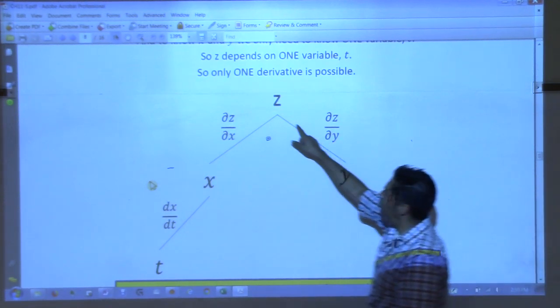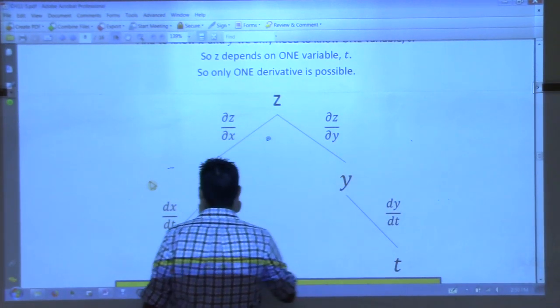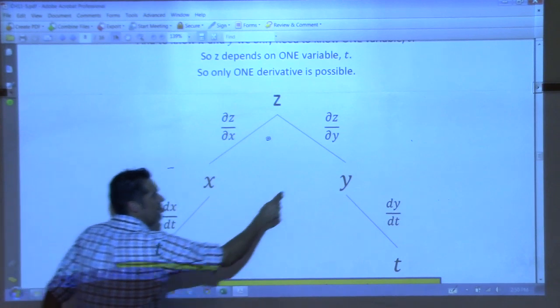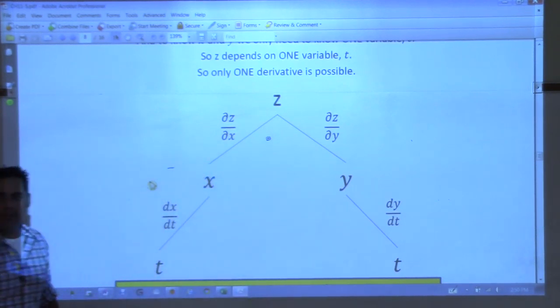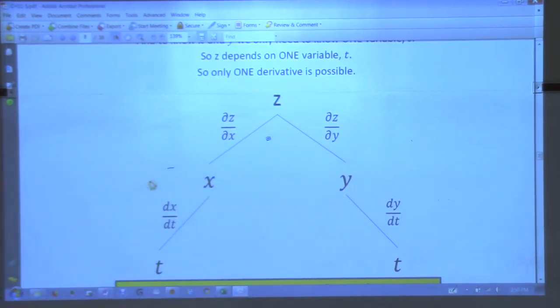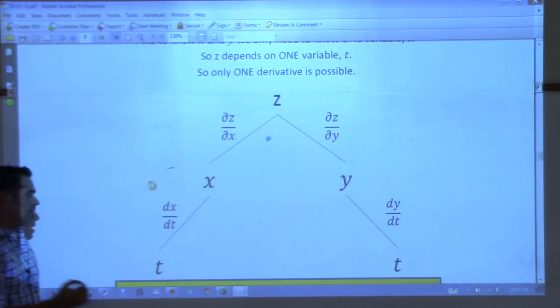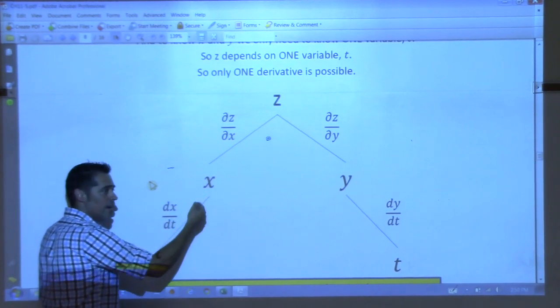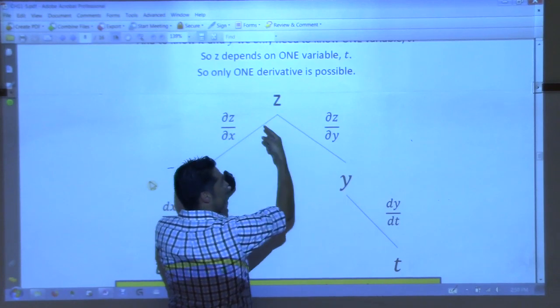Z depends on x and y, but y depends on t, and x depends on t. Then in the end, in order to know z, what do you need to know? Just t, right? Just t. Because if someone gives you t, you'll be able to get x, and y, and then you'll be able to get z.